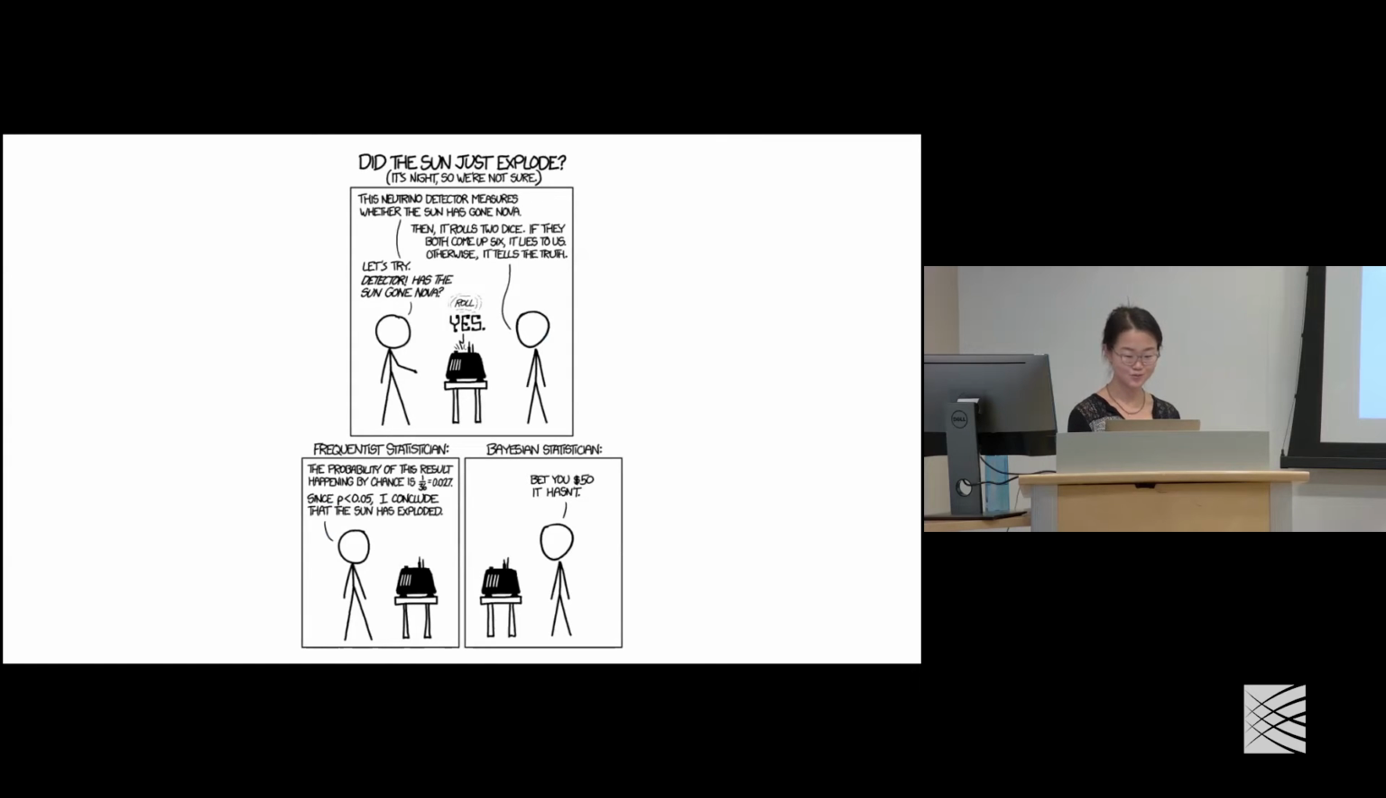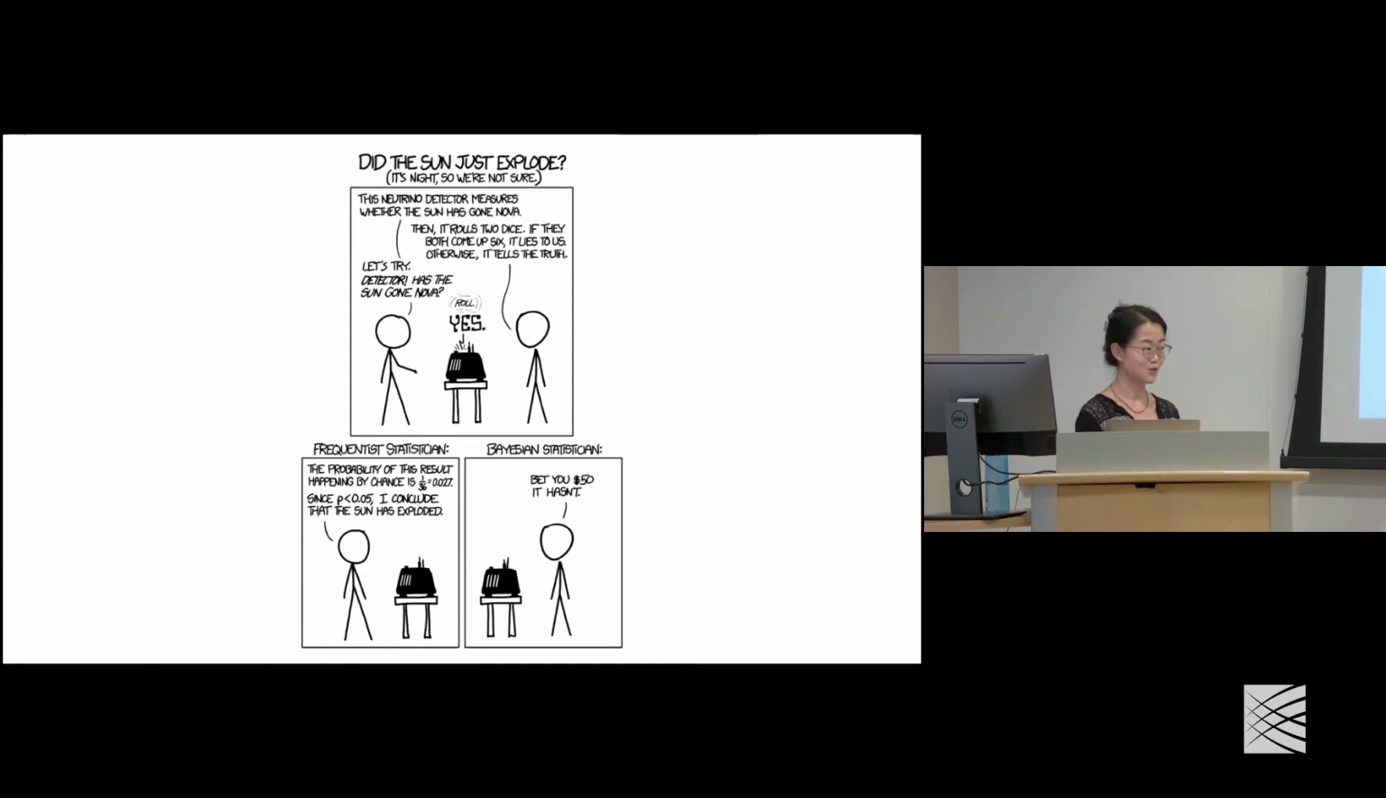So two statisticians, one frequentist, one Bayesian, and they're looking at this device which can detect whether or not the sun had exploded. Okay, and what this device does is that it rolls two dice, and if they both come up 6, the device actually lies to you, but otherwise it tells you the truth. So it rolls and it comes up yes.